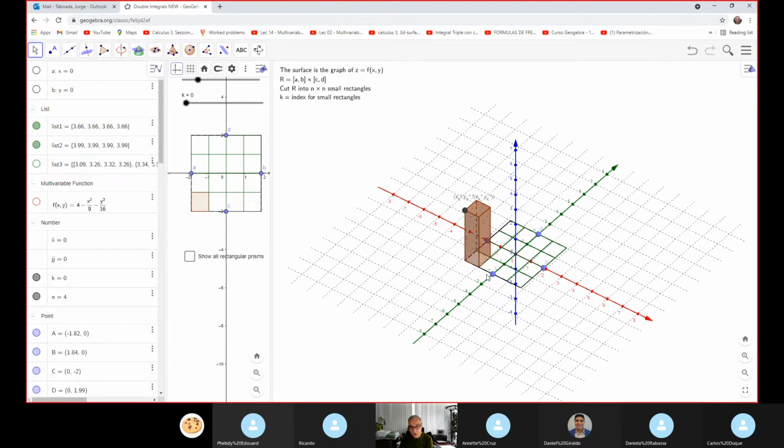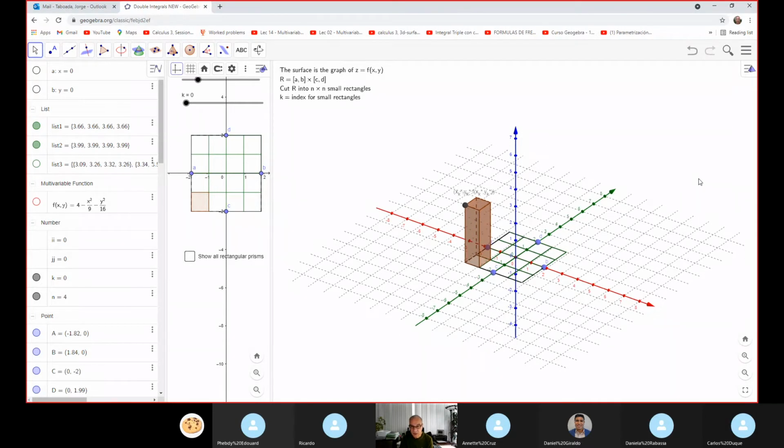I make a partition. In this case I divide by 4, so in total we have 16 squares. And in each square I compute the distance here. It doesn't matter which point you select inside the square. You select the left, the right, the midpoint, doesn't matter. And you compute the volume of this box, this prism.